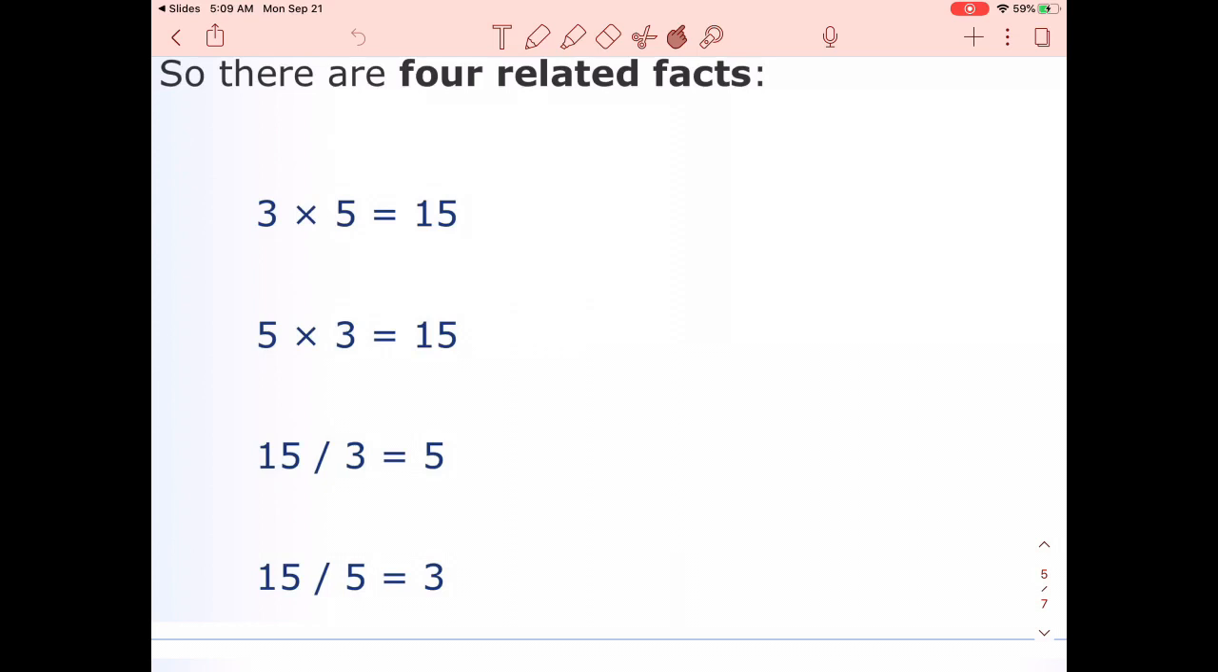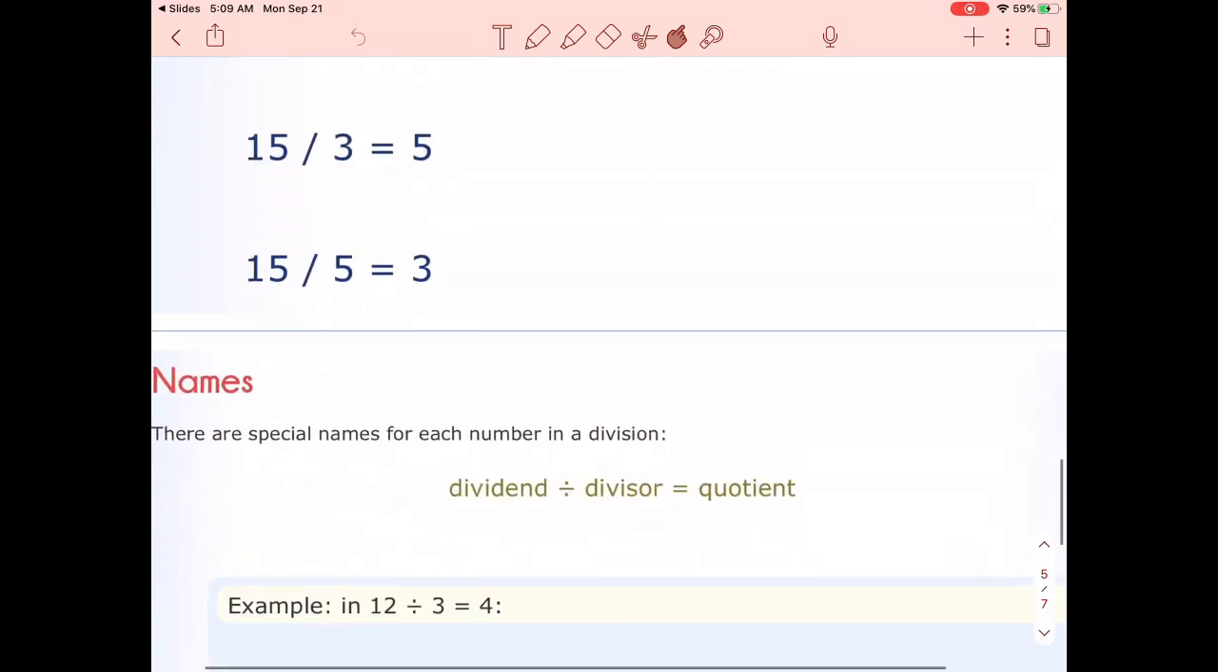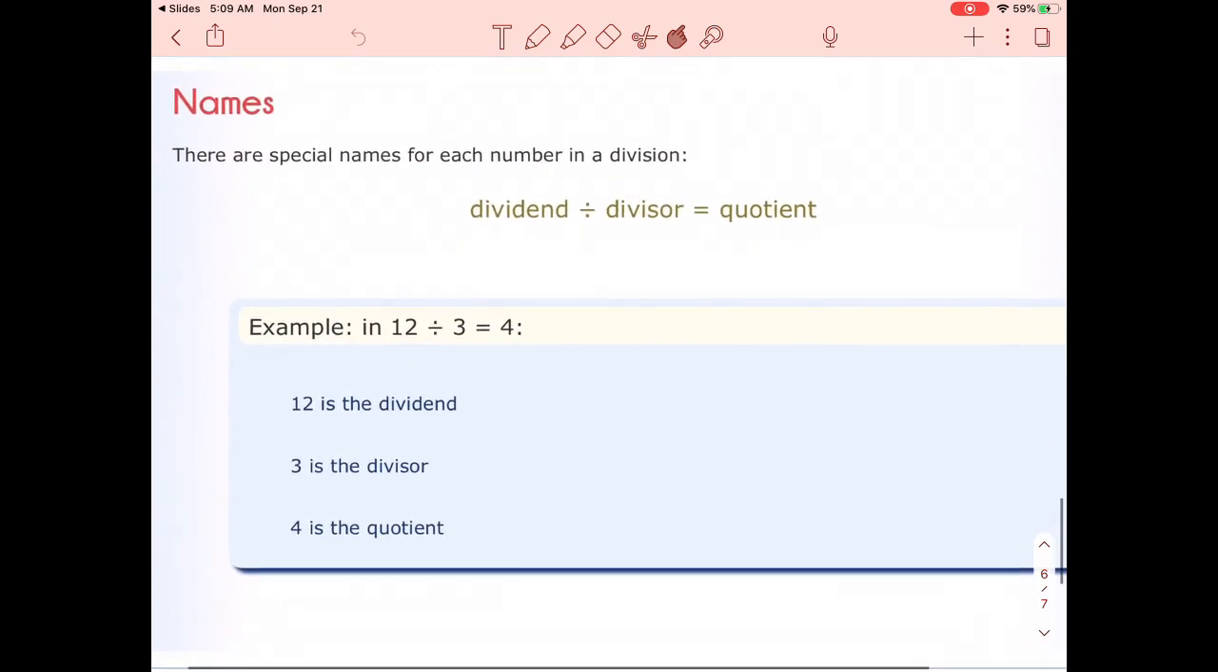3 times 5 is 15. 15 divided by 5 is 3. 5 times 3 is 15. 15 divided by 3 is 5. Works both ways. So there's a special name for each number in a division problem.